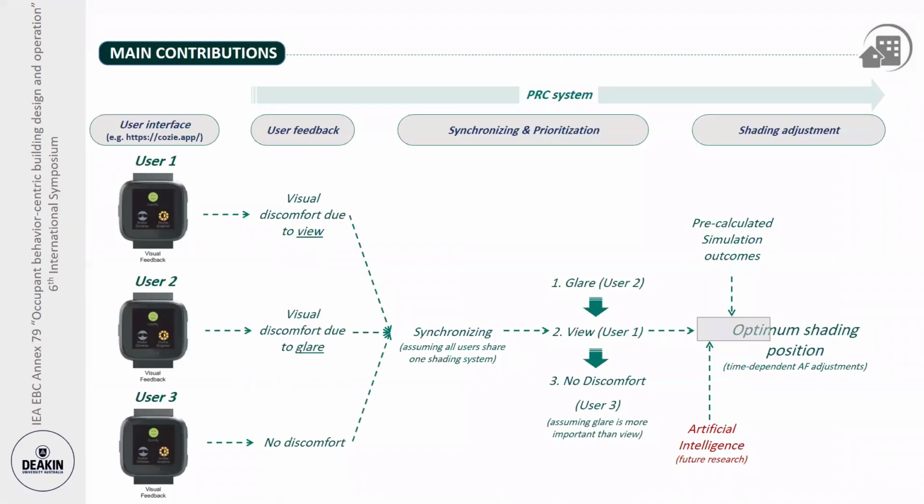Also, I would like to outline two of the main contributions of my research. The proposed control algorithm can empower the implementation of user interfaces such as new open source smartwatches, and adjust the shading system in 3 steps: synchronizing the input signals, prioritizing the feedback among users, and finally optimizing the shading modules within a decentralized mechanism.